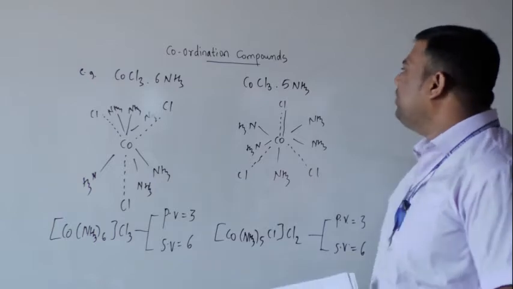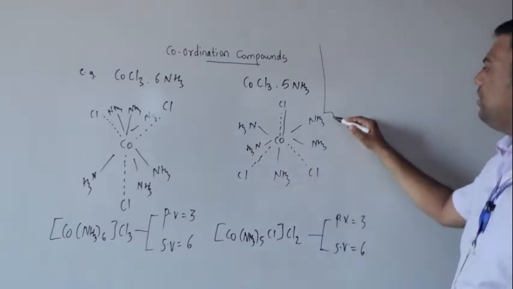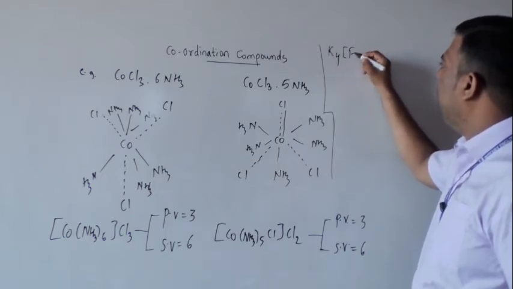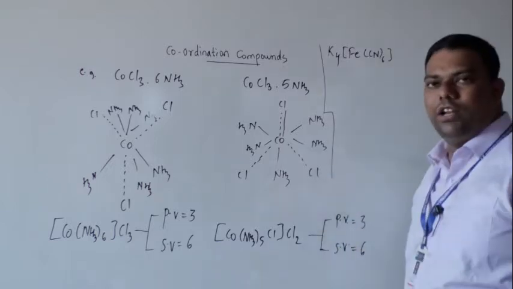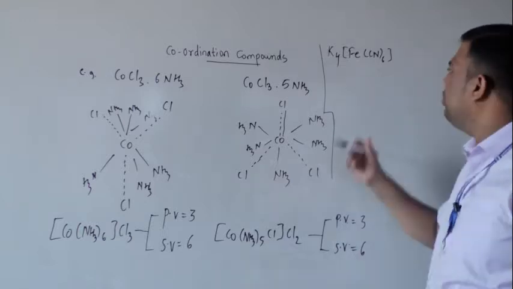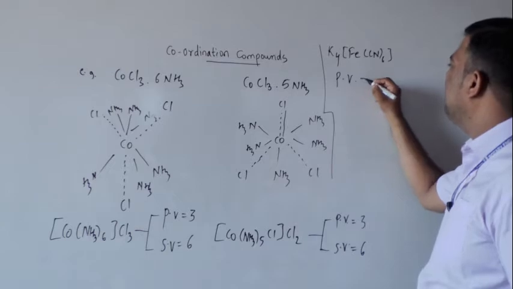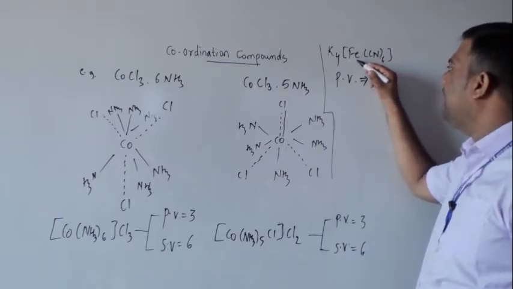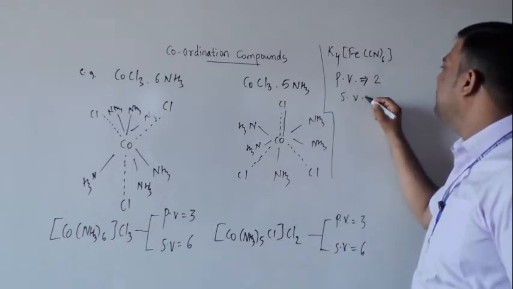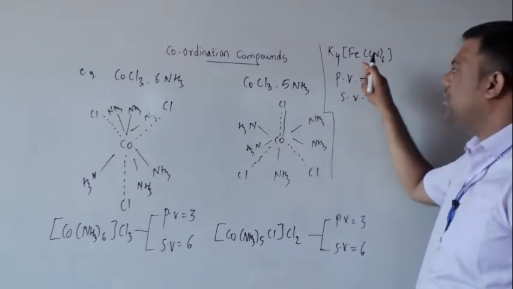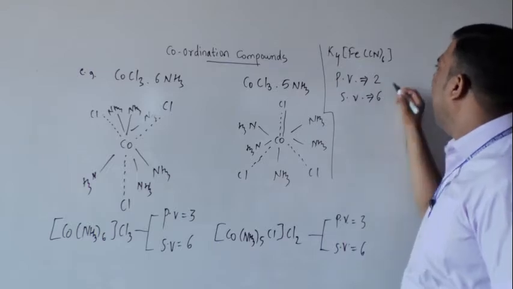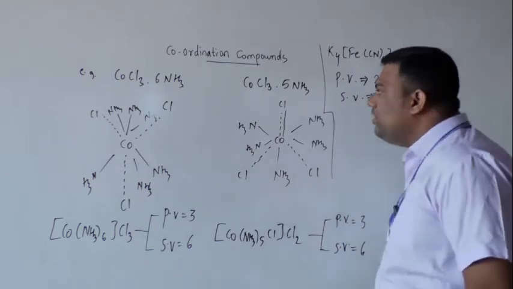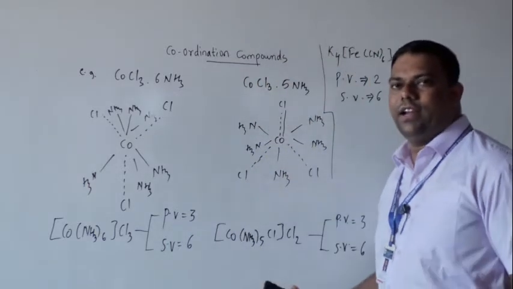Suppose we take examples. Now see, suppose I write here one example, K4[Fe(CN)6]. Can you tell me the secondary valency and primary valency of this? The primary valency regarding this complex, we already calculated the oxidation number of this iron, how much? 2. And the secondary valency is what? Obviously 6, because the coordination number with respect to this central metal atom is 6. I hope you understood this example correctly. Like that we can show whatever primary valencies and secondary valencies.